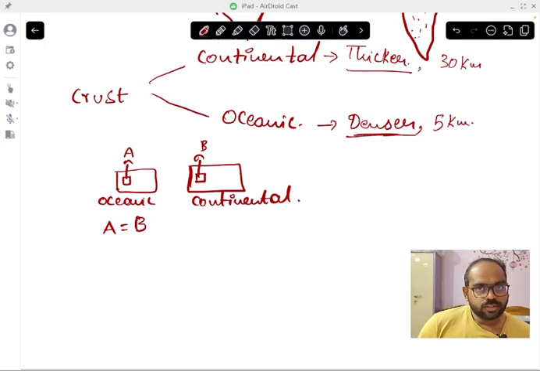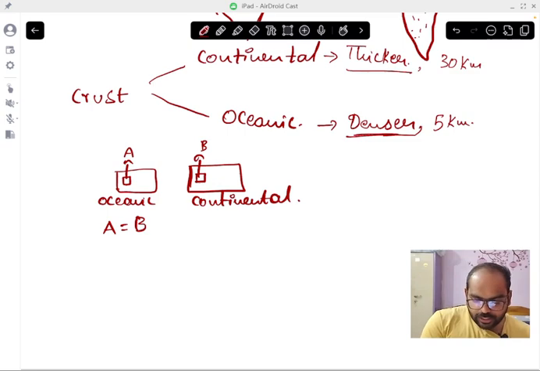Now it makes sense why oceanic crust is denser than continental crust, because the number of particles concentrated in a particular unit of area in oceanic crust is much more compared to continental crust. This is the reason why oceanic crust is much denser than continental crust. On the contrary, continental crust is much thicker than oceanic crust.